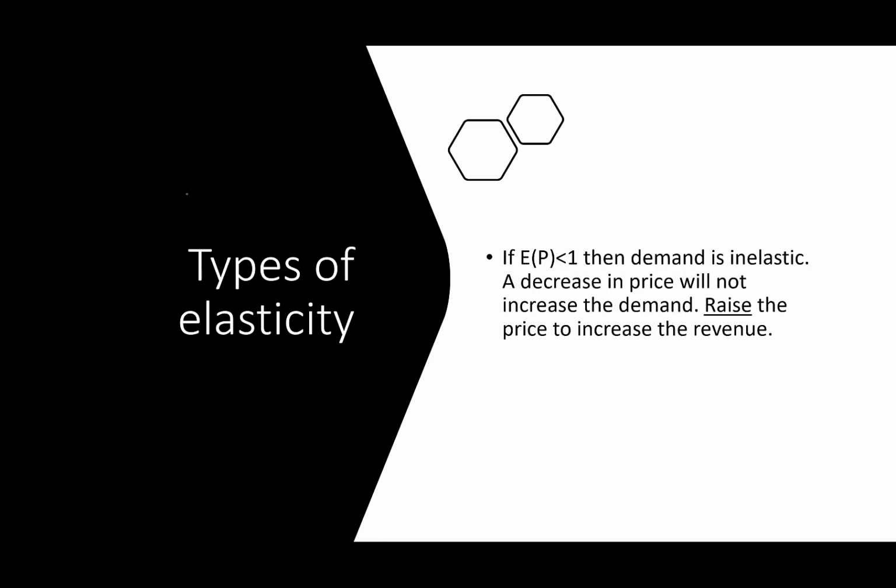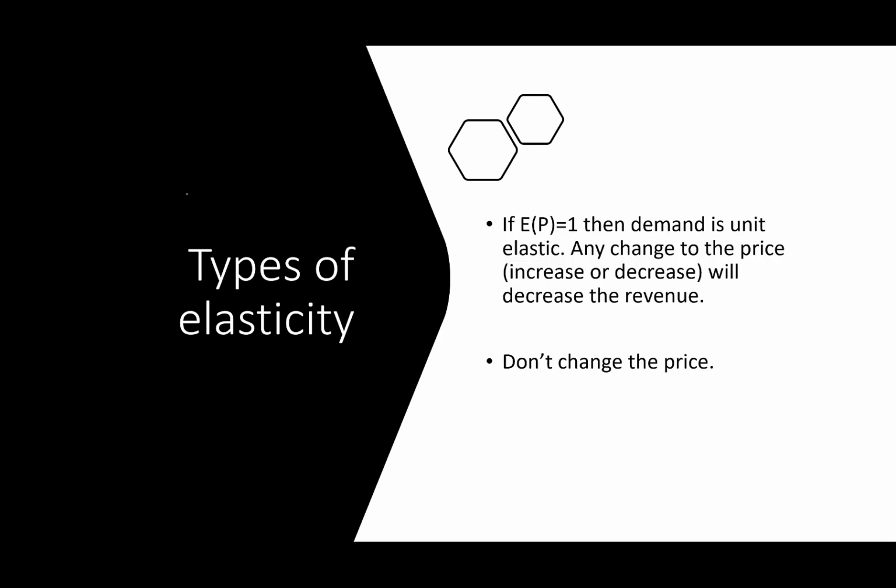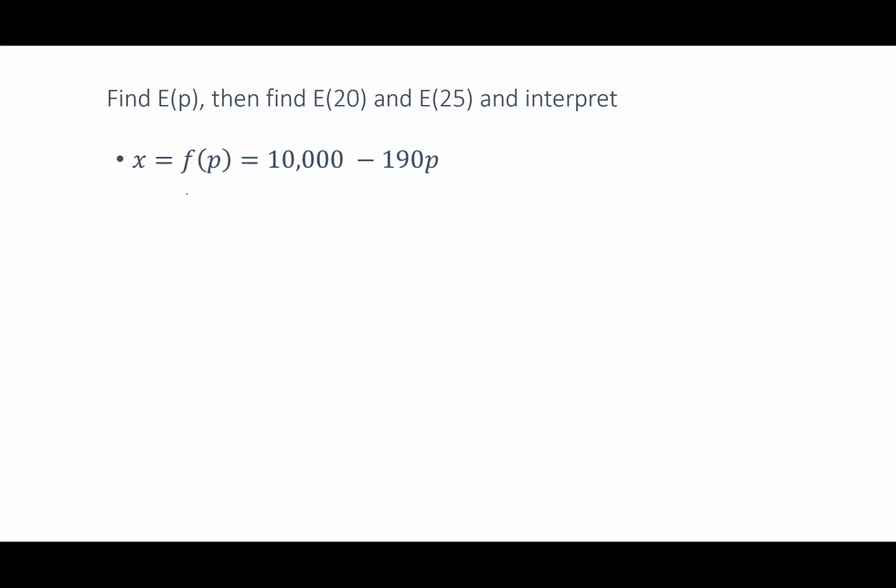The second type says E of P is less than 1, so demand is inelastic. This says a decrease in price will not increase the demand. So what are they going to do? We're going to raise the price. This happens all the time. Think about streaming services like Netflix. They have to raise the price sometimes to cover their expenses, and they're pretty sure that we're still going to buy it anyway. Our third choice is if E of P is equal to 1, then demand is called unit elastic. Any change to the price, either an increase or a decrease, will decrease the revenue, so you don't want to change the price.